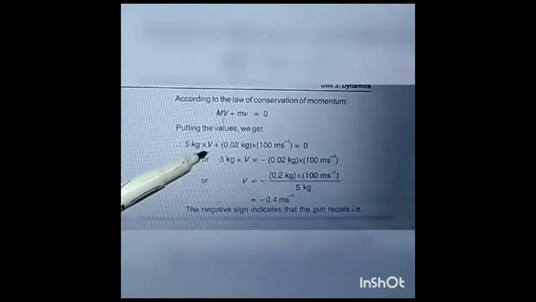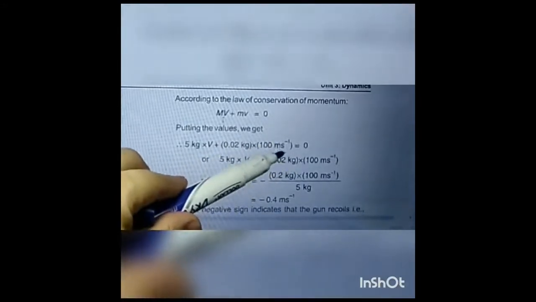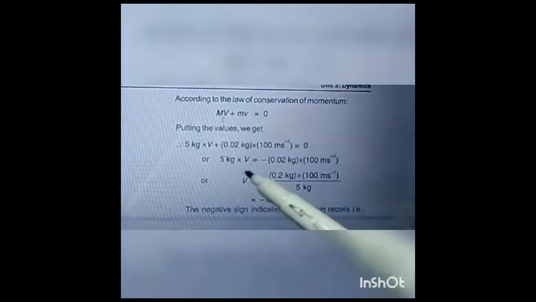If we put the values into this, you can see this is the mass of the gun, which is 5 kg. Then V of the gun, that we don't know. Then the mass of the bullet, which is 0.02 kg. And then the velocity of the bullet. If we solve this equation, we can find V, which is 0.4 meter per second.